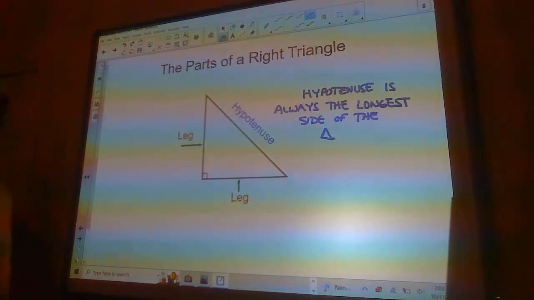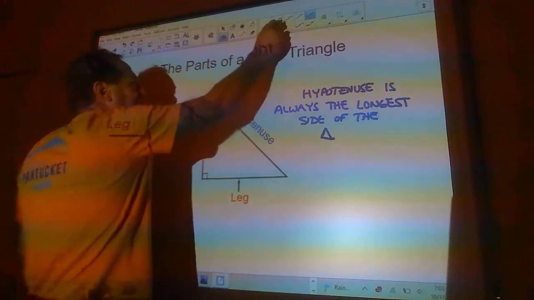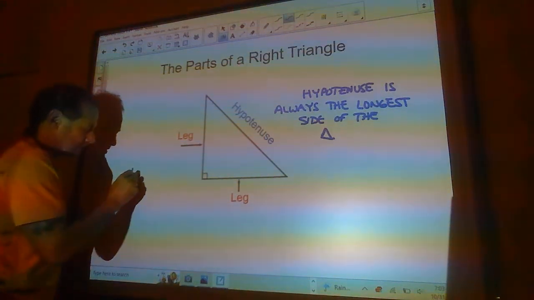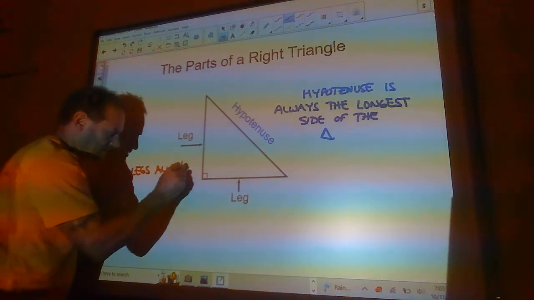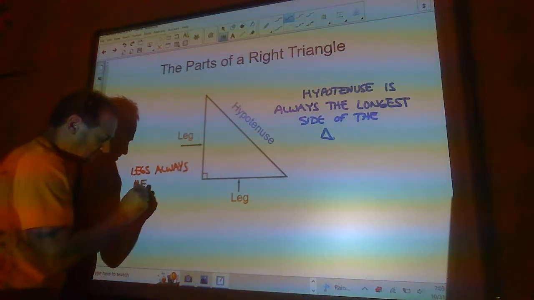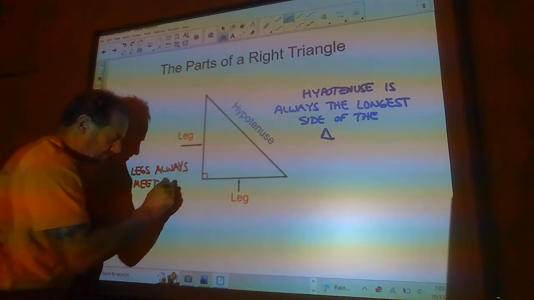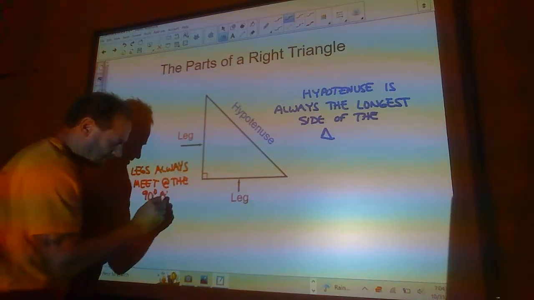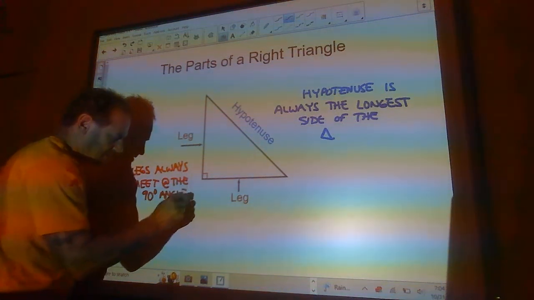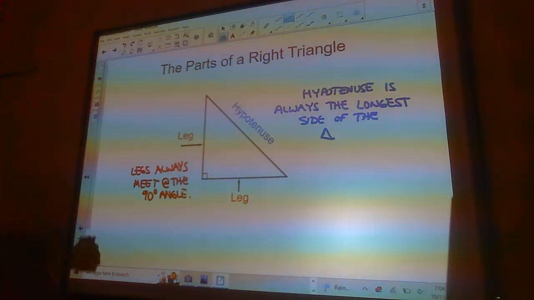All right, so be careful of that. The legs always meet at the 90-degree angle. And that's the parts. Piece of cake.